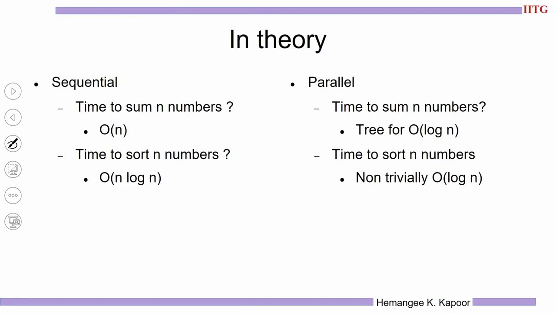In theory, can we evaluate how fast we'll go? On the left hand side, I have given an example. If you want to sum n numbers, to add n numbers on a sequential machine, you will need order n complexity. You add pairs at a time, where only one number can be handled in one time unit. So order n is the complexity of adding n numbers. You want to sort n numbers? You are going to take order n log n time on a sequential machine.